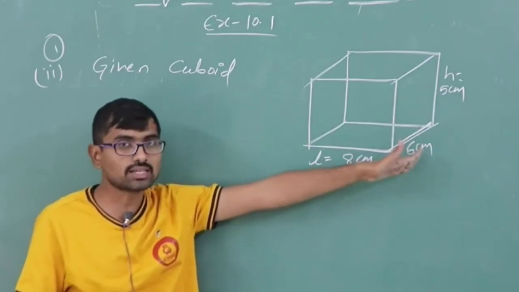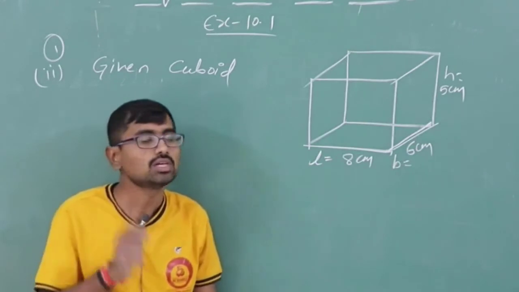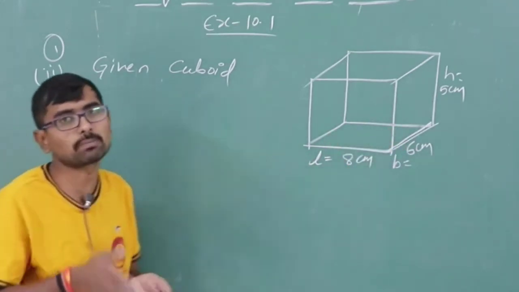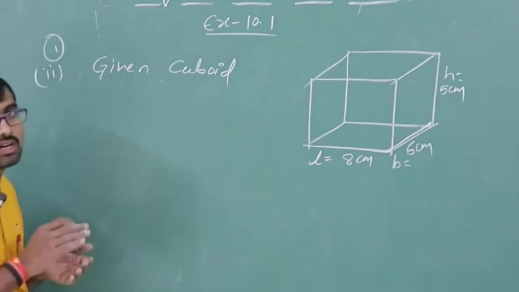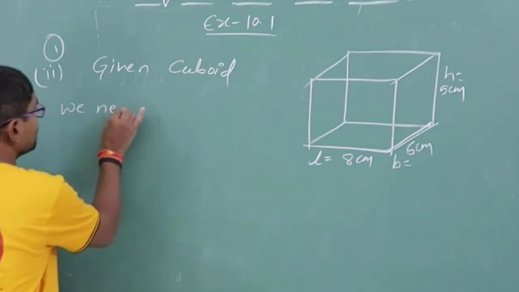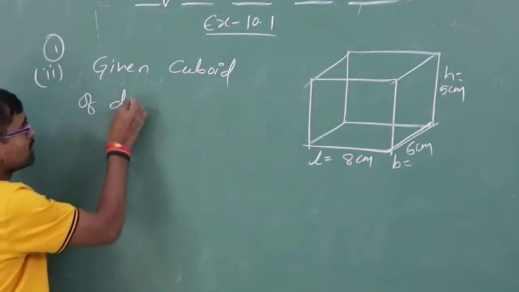In the place of breadth, you can't take height. In the place of height, you can't take breadth. Okay, you have to notice this thing. The height will always be perpendicular to the surface of the earth. So here what do we need to do? We need to find for the given cuboid of dimensions.